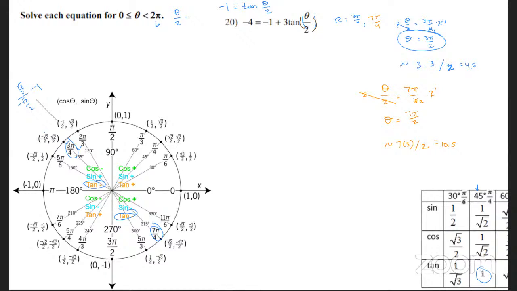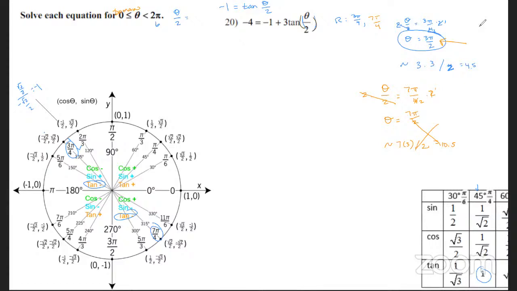So range is a proper English term, but it's not the proper mathematical term. This is our domain that we're looking at, because it's going to be our answers that we get. So 10.5 is not within that domain there. 10.5 is bigger than 6, so this one does not work. So our only answer is going to be 3 pi over 2.